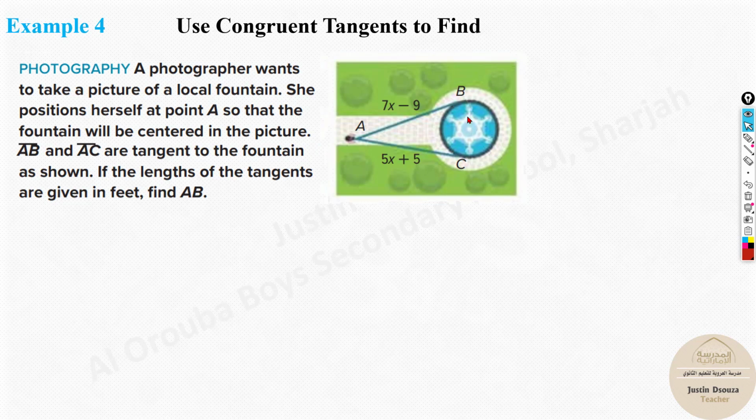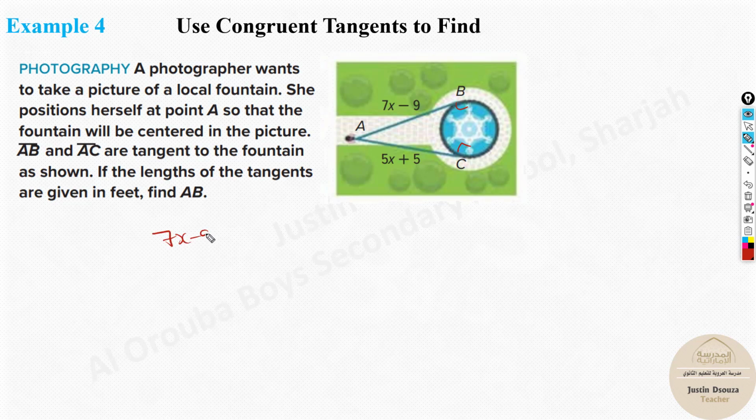The radius of the circle to any of these points of tangency will be 90 degrees. If the lengths of the tangents are given in feet, as they have given here in terms of the variable x, we need to find the exact value of AB. We know that when two tangents meet at an exterior point, these two segments are congruent. Here it is 90 degrees, and here also it's 90 degrees. Now what we need to do is equate these both.